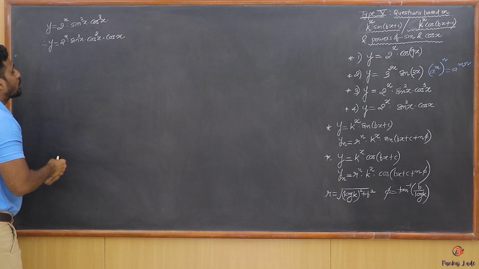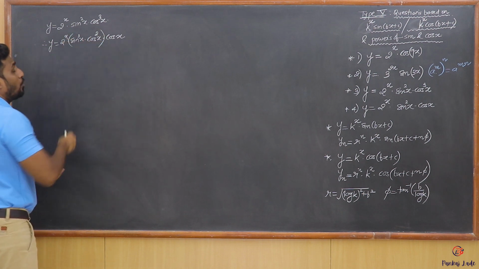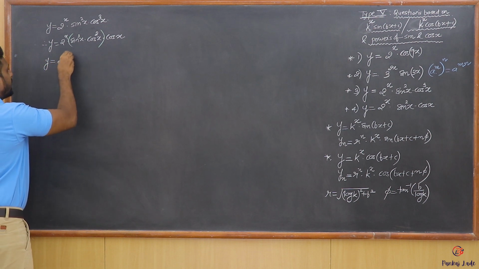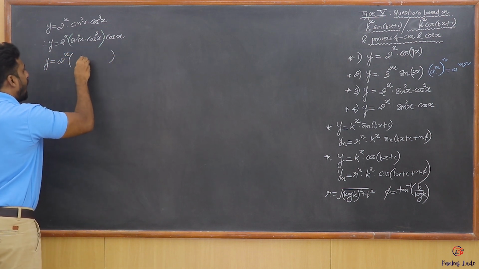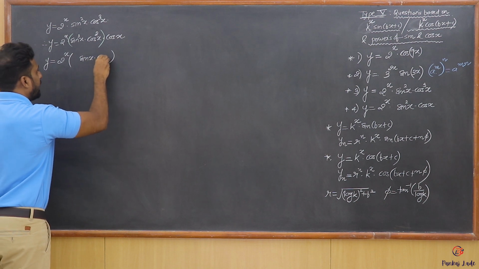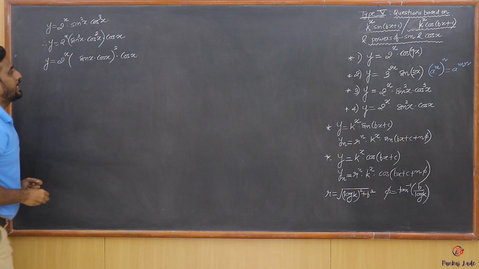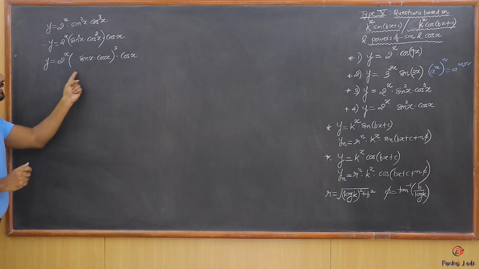Now you can take these two terms, sine square x and cos square x, together, both have the same power 2. So I can write y is equal to 2 raised to x. Inside the bracket I will write sine x into cos x the whole square, and then you have cos x. Now students, you can easily understand this is sin x into cos x.